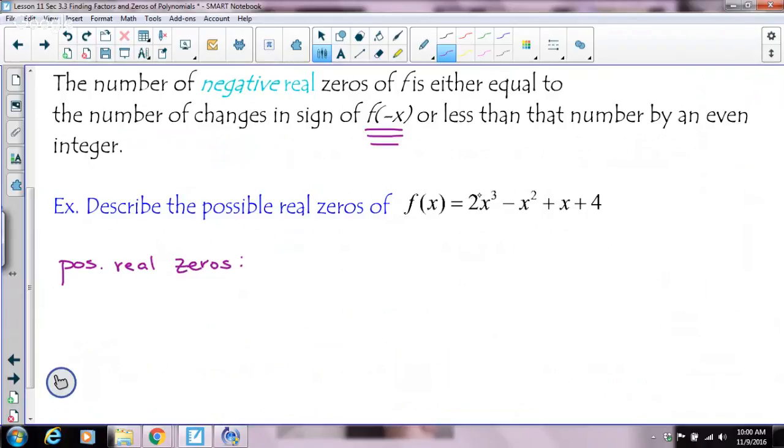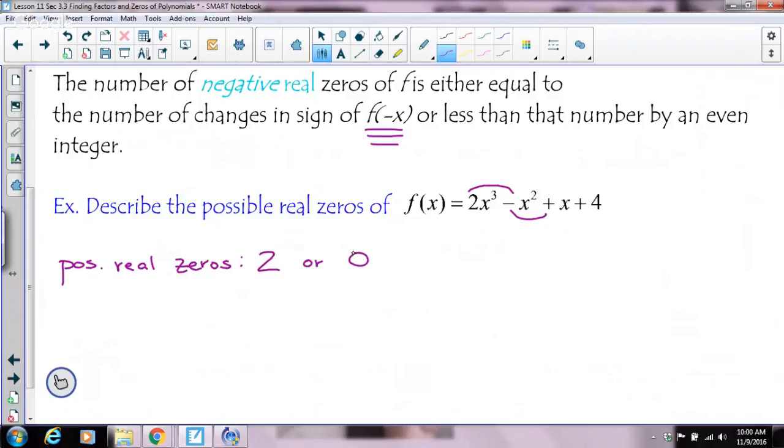So from here, what's the sign of this first one? Positive. And then this is negative, so that's a sign change. And then I went from negative to positive. Is that a sign change? Yes. And then positive to positive. So I can have 2 because there's 2 sign changes, or 2 minus 2 is 0. So I can have 2 or none.